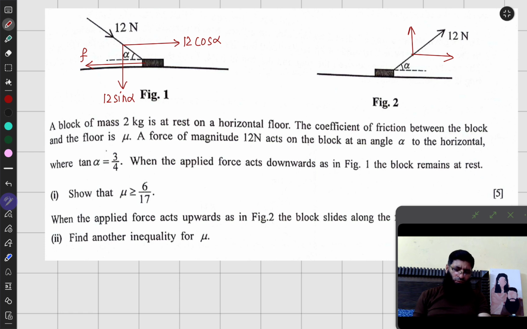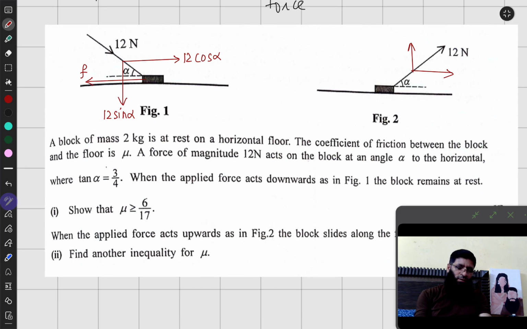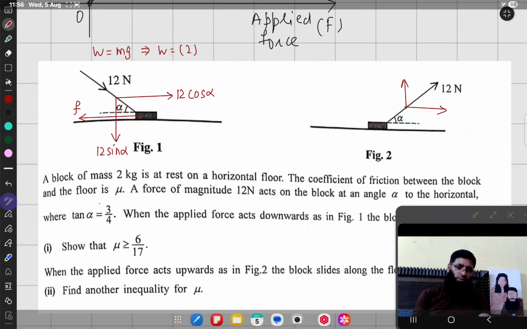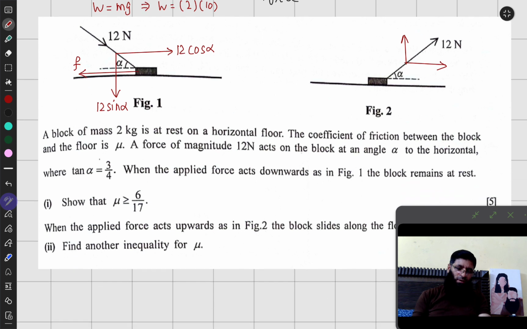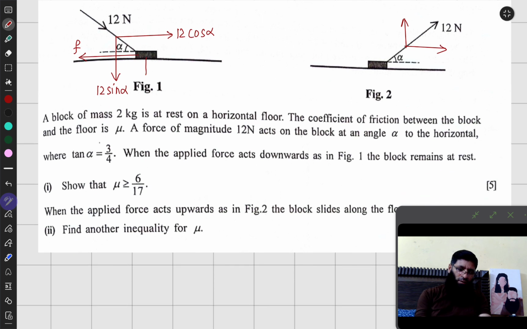Plus, you can have two vertical forces. First of all, you know about the formula for weight, W is equal to mg. It means that the weight of this object will be 2 times 10. You know that the value of g is 10 throughout the paper for mechanics. So the weight will become 20. Weight of the object will be 20 newtons.